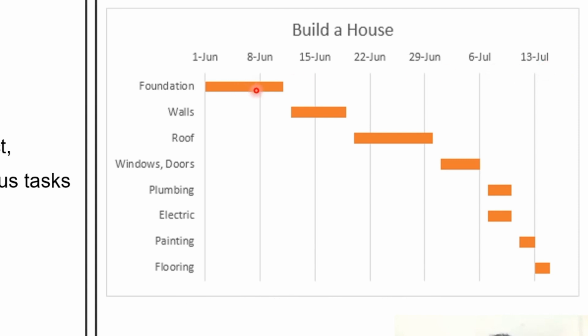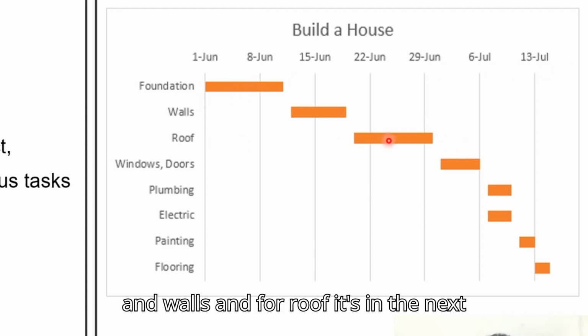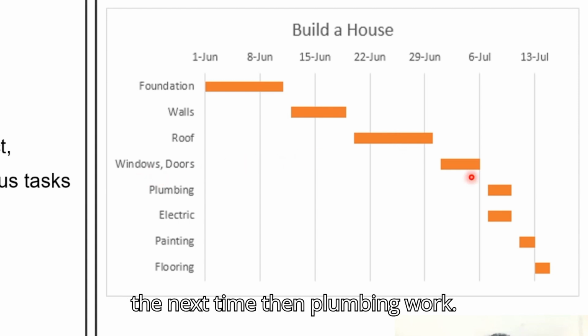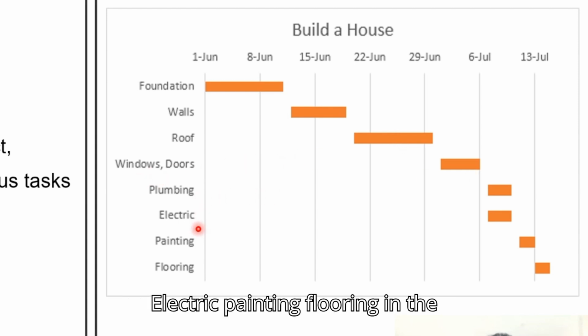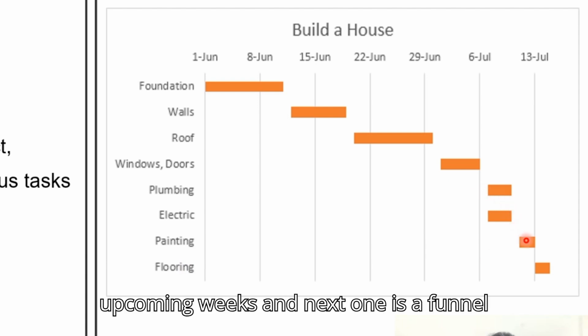So foundation and walls, and for roof, it's in the next time period. Then windows and doors in the next time. Then plumbing work, electric, painting, flooring in the upcoming weeks.